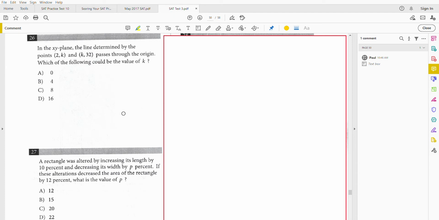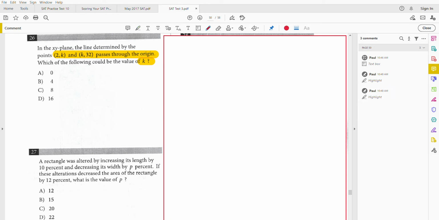And today we're going to look at Test 3, Section 4, number 26, which reads: in the xy plane, the line determined by the points (2, k) and (k, 32) passes through the origin. Which of the following could be the value of k?